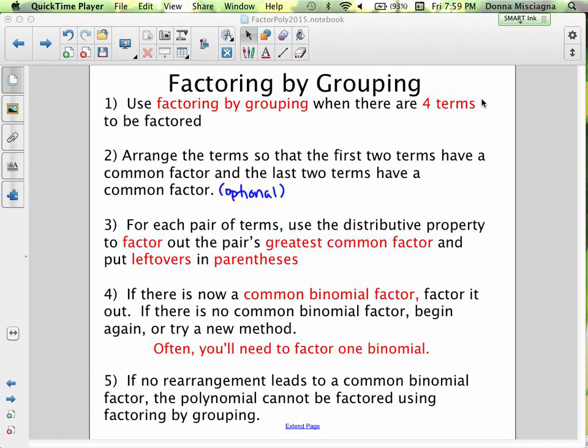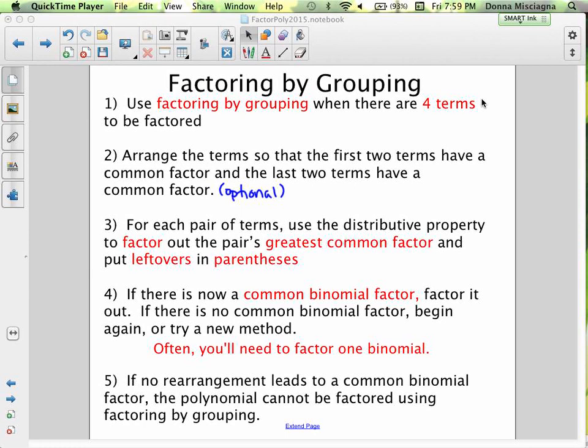We're going to arrange the terms so the first 2 have a common factor and the second 2 have a common factor. You don't have to change the arrangement of the equation as it's given unless you want to. So you can just go with the way they're arranged, and that's what I usually do.